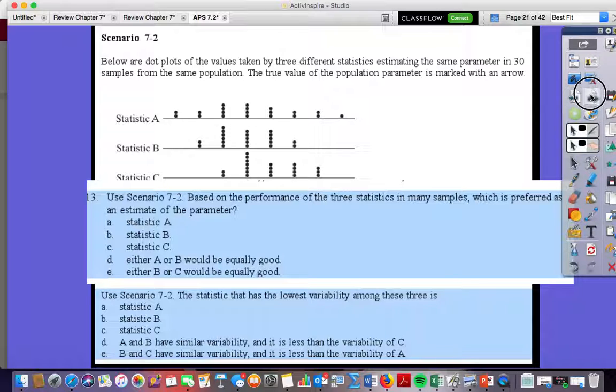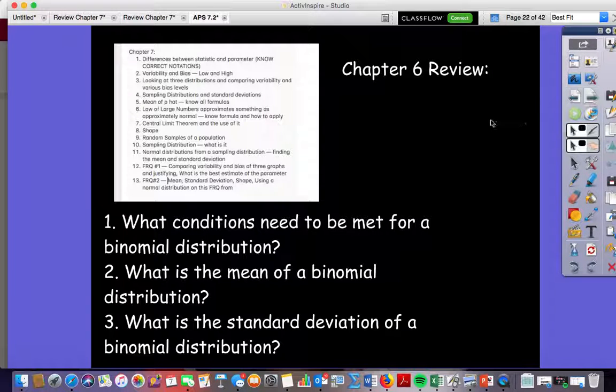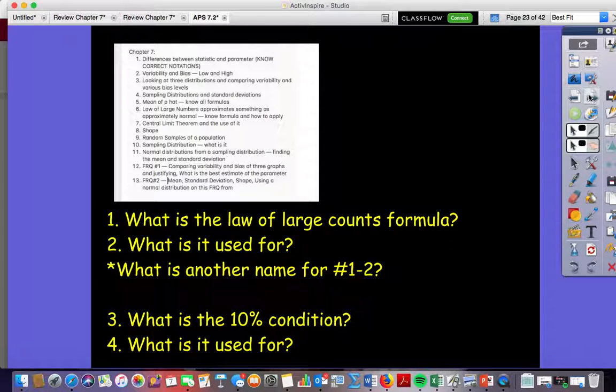All right, next question. Here we go. Oh, we're going to skip this one. Let's go here. Tell me numbers 1, 2, 3, and 4. This will be 1 point. This will be 1 point. Number 1 and 2: What is the law of large counts and what is it used for? So give me the formula and just tell me what I use it for. The law of large counts. Tell it to me, and then what is it used for? I will give you an extra point.